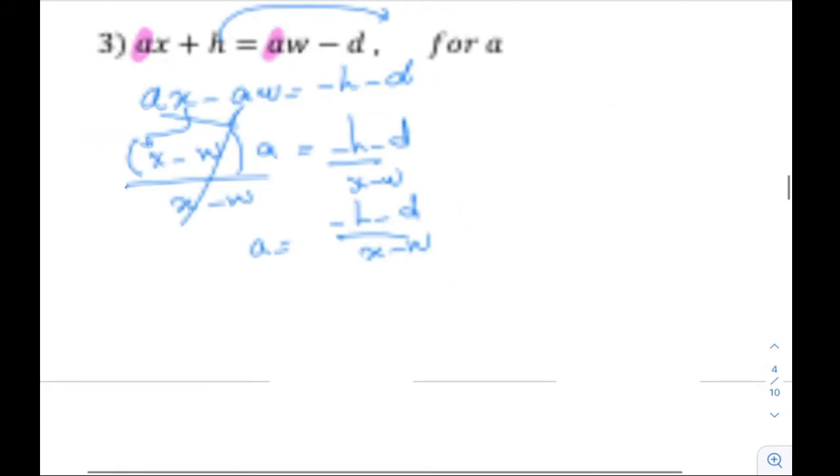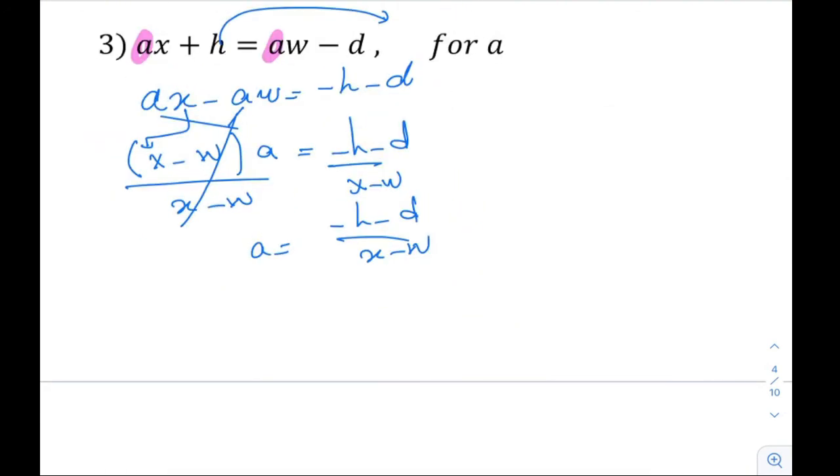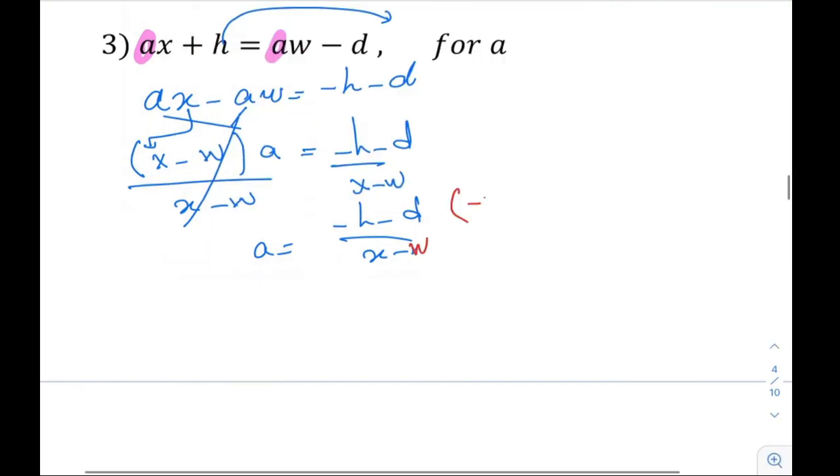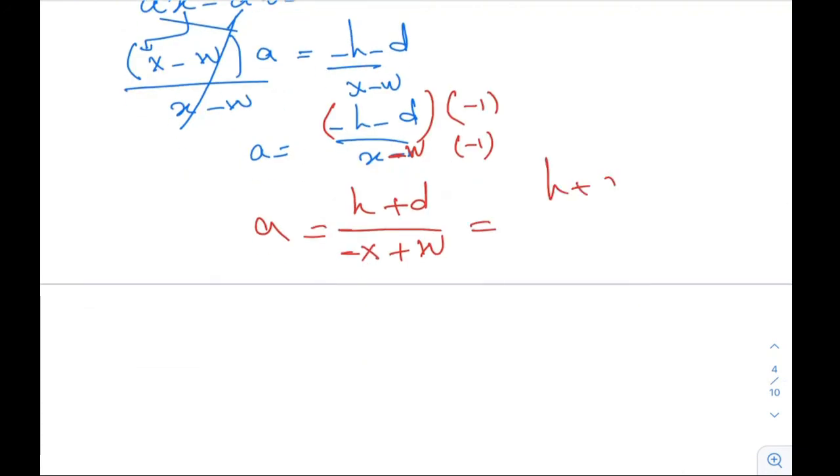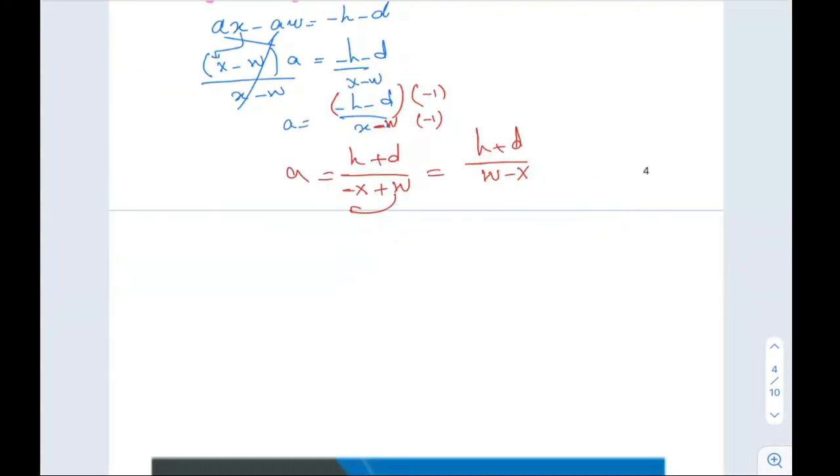And actually, you might not have the answer written in this way. Finally, we can simplify more. We can multiply numerator and denominator by negative 1. Why? Now, if you multiply the expression by negative 1, all signs are reversed. So this will be h, and this plus d, and this will be minus x down, and this negative w, which was down, is now a positive w, which is equivalent to h plus d over w minus x. I will just put this before that to have a better looking answer.